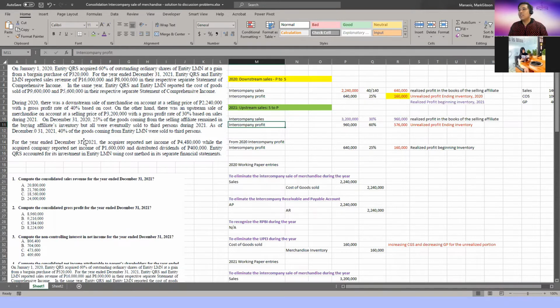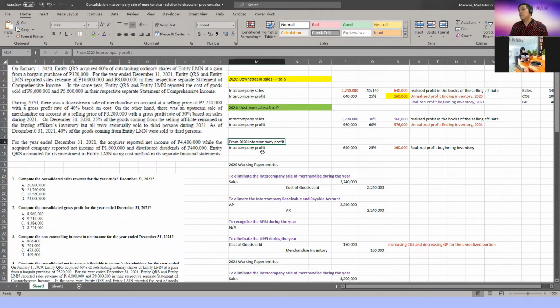So meron nga ba? Tingnan natin. As of December 31, 2021, 40% of the goods coming from entity LMN were sold to third persons. So kung naibenta ang 40%, ilang percent yung natira? Well, it's 60%. So 960,000 multiplied by 60%, this is your unrealized profit ending inventory for 2021. So ito, dahil hanggang 2021 lang naman yung sinasolve natin, what if tinanong ka, how much would be your realized profit beginning inventory 2022? Well, the answer is 576,000. The problem is silent, pero sabi nga natin, the assumption is all the remaining inventory will be sold the following year. So in this case, in 2022. Okay?